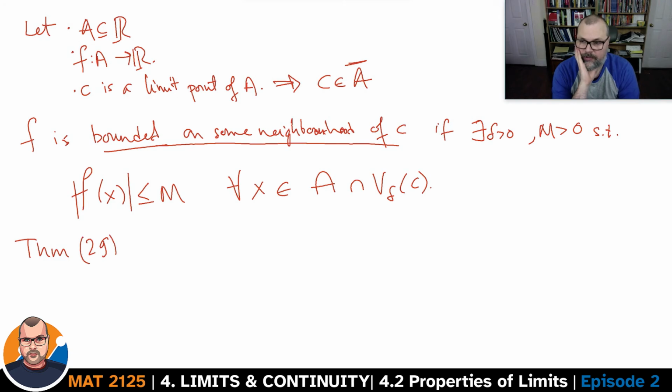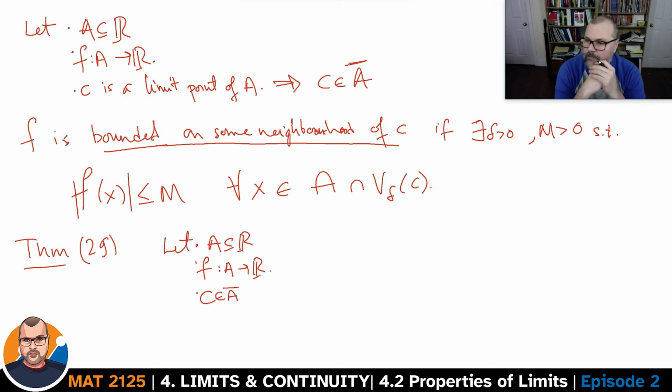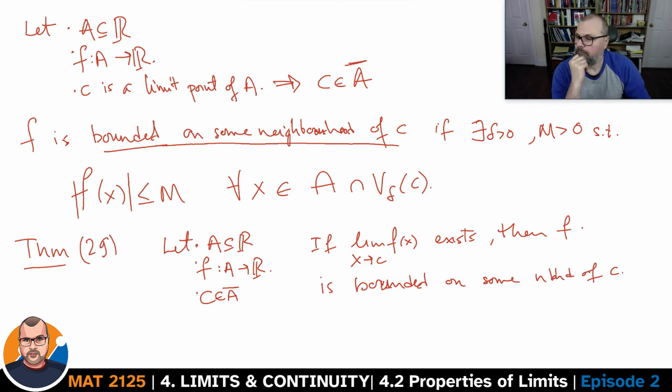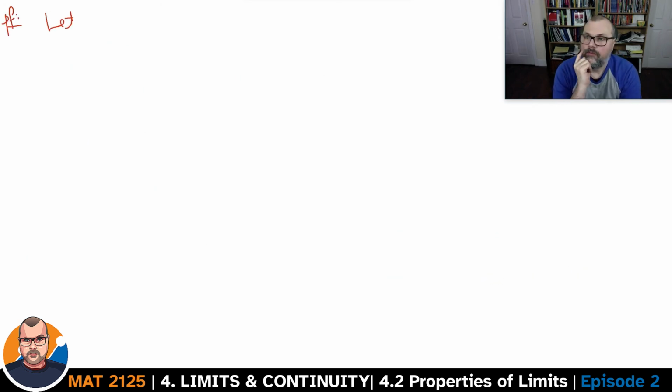Here's the theorem. Convergence of the limit implies boundedness of the function. Okay, A a subset of R, F from A to R, C a limit point of A. So then, if this limit exists, F is bounded on some neighborhood. And we will show that. Let L be the limit in question.